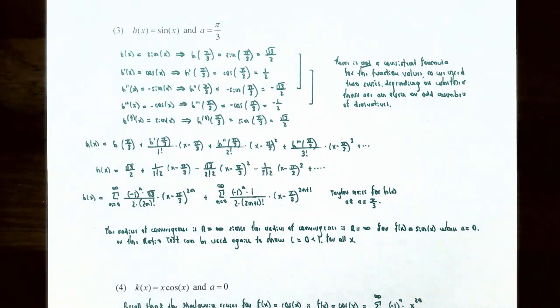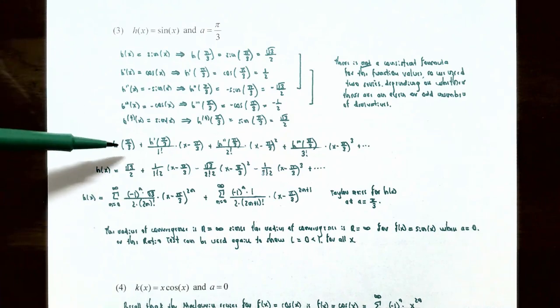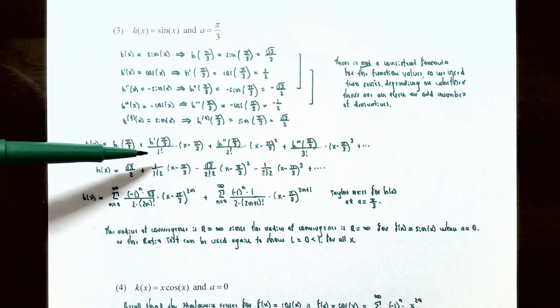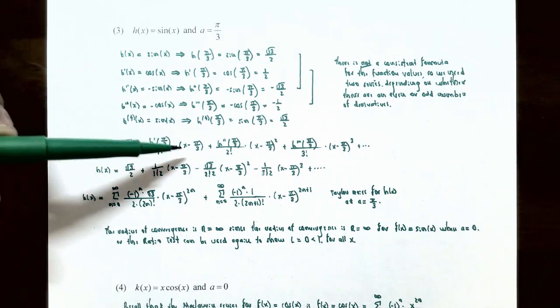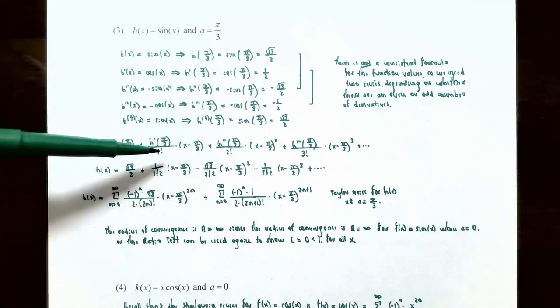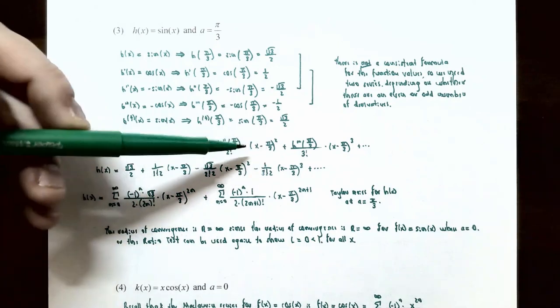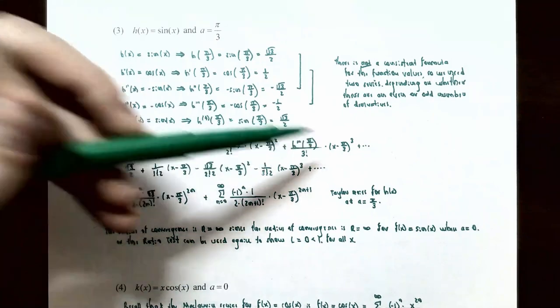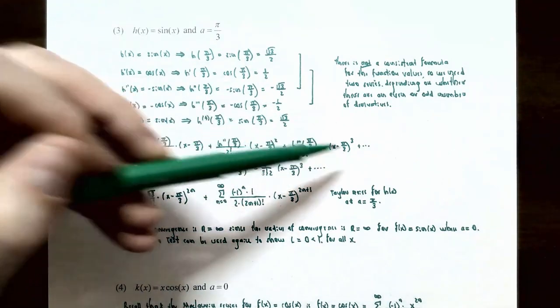So notice you have h of x is equal to h evaluated at pi over 3 plus h prime evaluated at pi over 3 divided by 1 factorial times the quantity x subtract pi over 3, plus the second derivative of h evaluated at pi over 3 divided by 2 factorial times (x minus pi over 3) squared, plus the third derivative evaluated at pi over 3 divided by 3 factorial times (x minus pi over 3) to the third power, and so on.